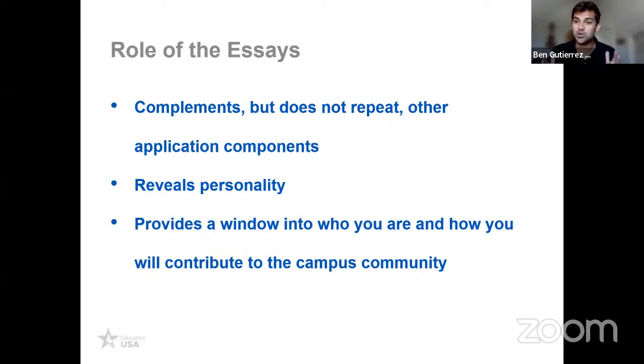So the application is going to be in front of the admissions officer. Each piece should add some new context or some new nuance to the story that I'm trying to tell in the application to the university. So that first bullet sort of gets to that point. The essay should really complement a lot of the information that is provided elsewhere.